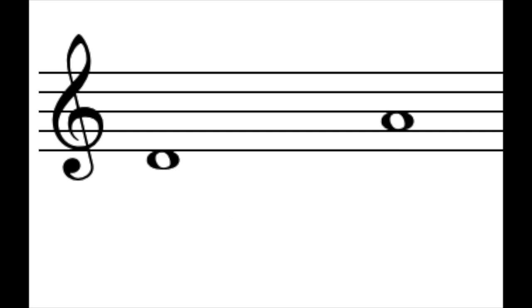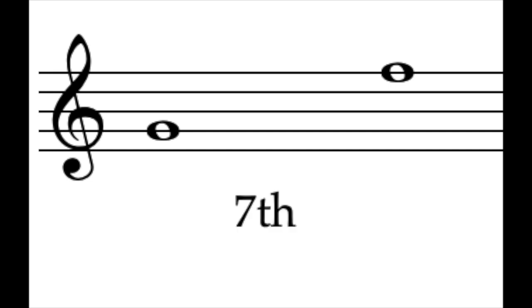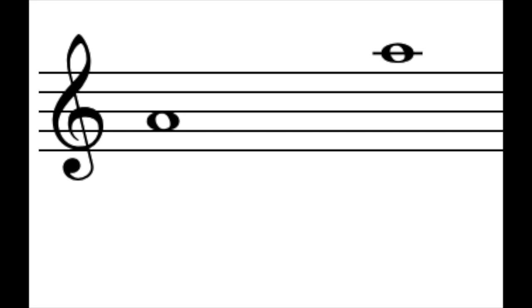D up to A. D, E, F, G, A. 5 letters. This is a fifth. G up to F. G, A, B, C, D, E, F. 7 letters of the alphabet. Therefore, this is a 7th. A to A, come on, you should know this by now. This is an octave.